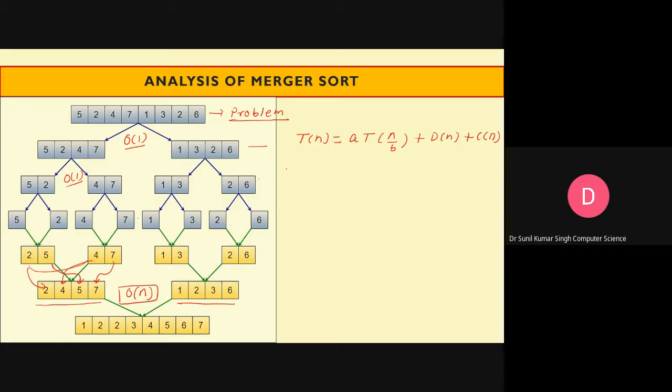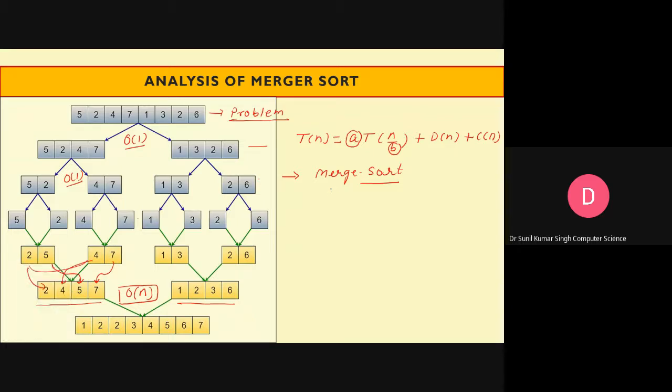Now, if we are going to write it for merge sort, then what we have to do is find out the value of A and the value of B. You can see in every step, the list is divided into two parts.